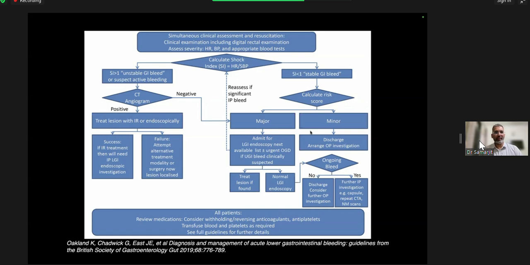So anyway, if you have unstable GI bleeding, that is a shock index of more than one. That means your heart rate is more than your systolic blood pressure, then you go ahead and do a CT angiogram. And according to the British Society of Gastroenterology, if you have an ongoing bleed later on, you do a CT. Otherwise, you just treat the patient and go ahead and do an endoscopy.